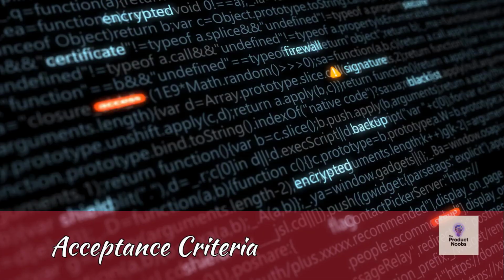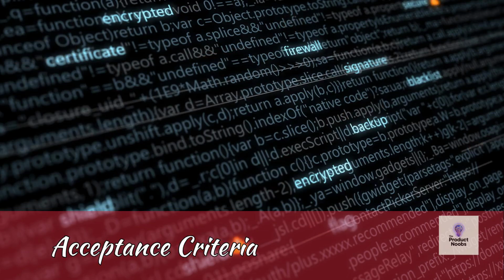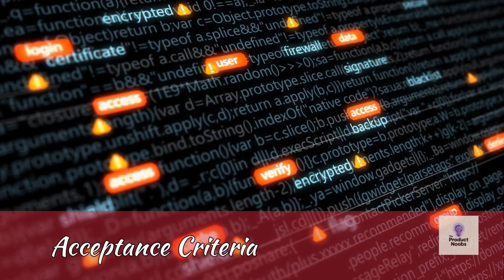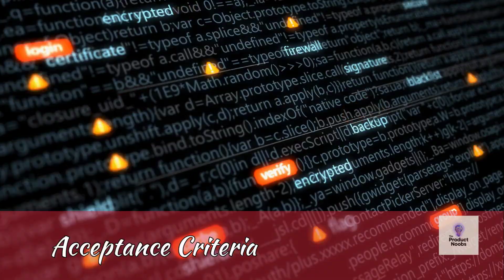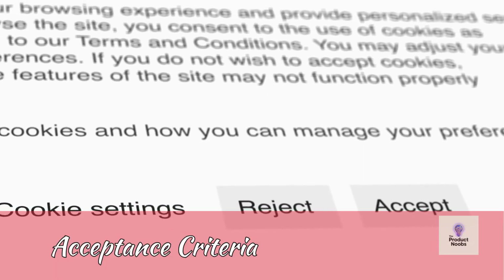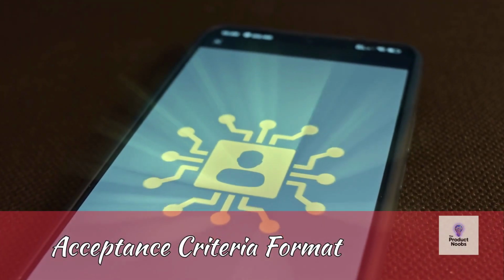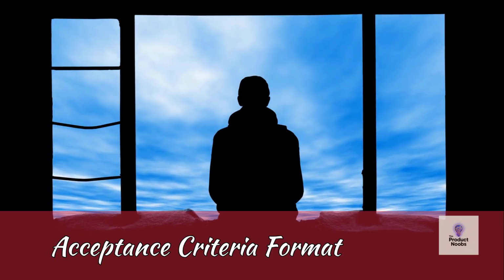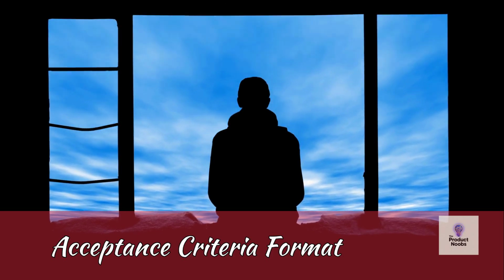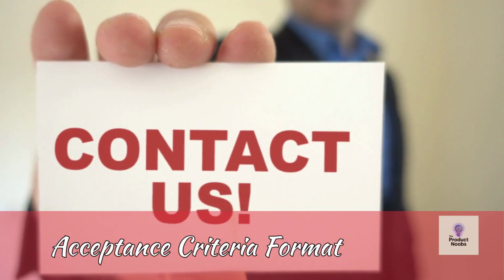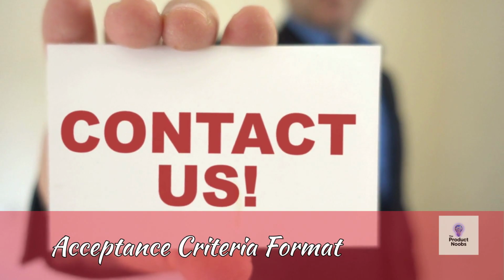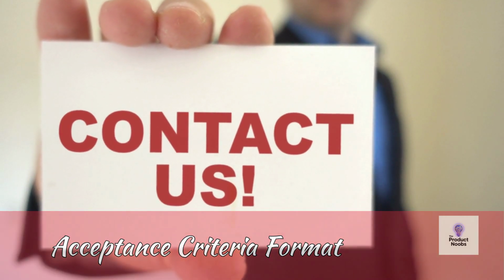What are acceptance criteria? They are a list of conditions that must be met for the user story to be considered complete and working correctly. They clarify the specific behavior and outcomes. A common format for acceptance criteria is given, when, then. Given a certain context or precondition, when I perform an action, then I expect a specific outcome.